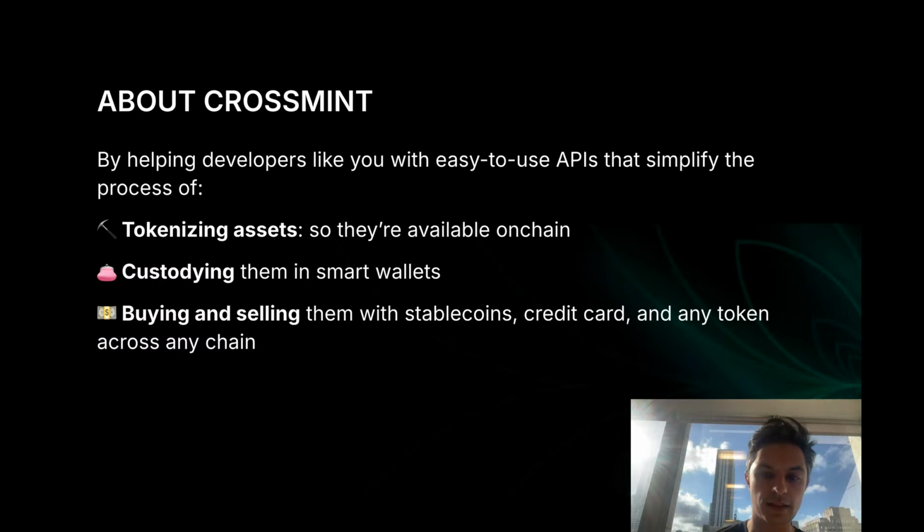We've helped companies in the ticketing space, airlines, and traditional retailers make all their assets available on chain. Second, we have APIs that allow you to custody these assets and interact with the blockchains based on smart contract wallets. And finally, we also have payment APIs that make it easy to buy and sell all of these things on top of open standards using stablecoins, credit card if needed, any token across any chain. And later on, I'll explain how you can use some of these for this hackathon.